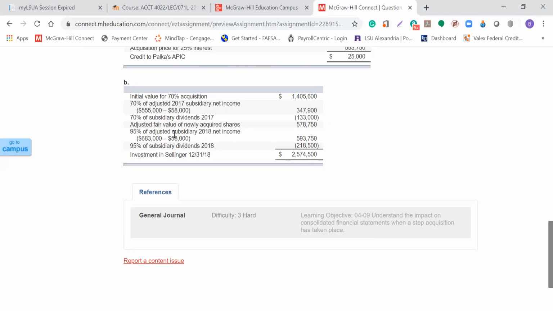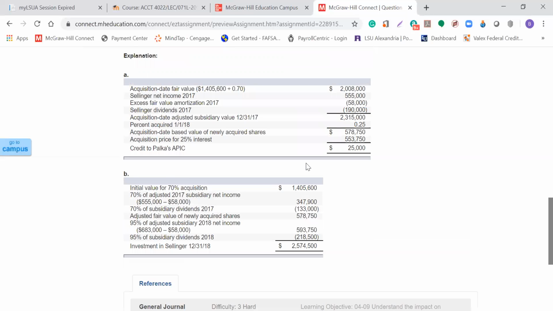Then you have the 95% adjusted subsidiary net income, 683 minus the 58, which is 593,750. 95% of the subsidiary's dividends, because you had a change in value, 218,500, which gives you the investment in Sellinger of $2,574,500.